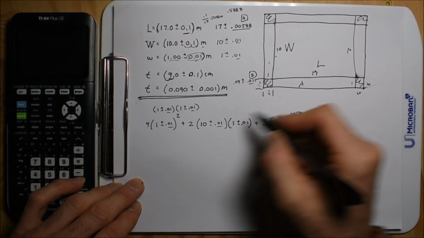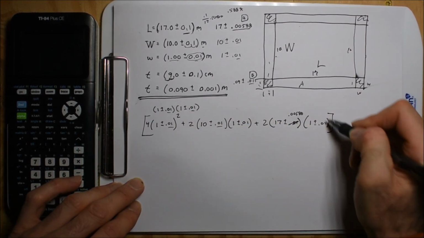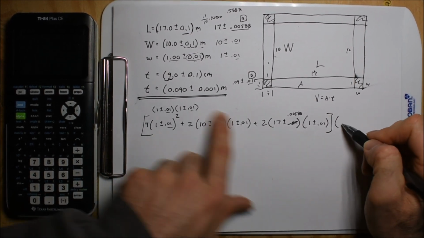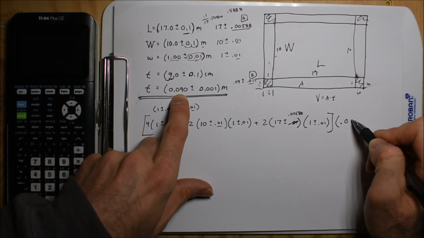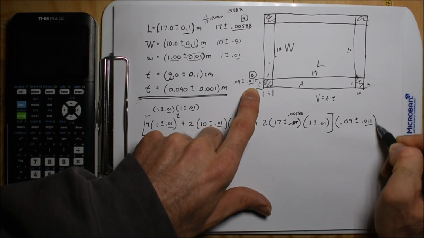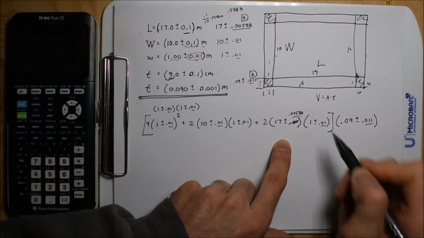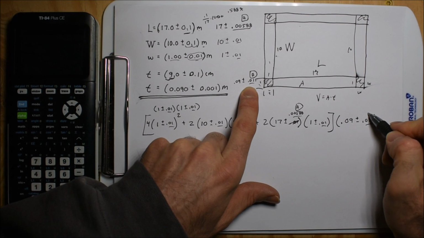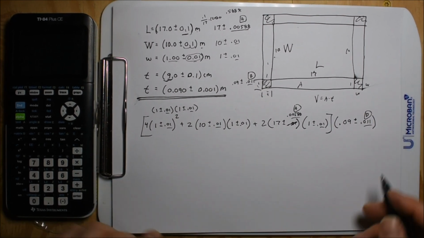That's the total area. But then this whole thing, they want volume. Volume is area times thickness. And the thickness is 0.09 plus or minus 0.011. Okay, so we got all our fractional uncertainties. This is stored as A. This is going to be stored as B in our calculator.